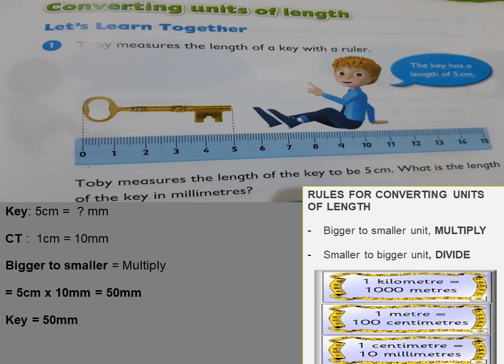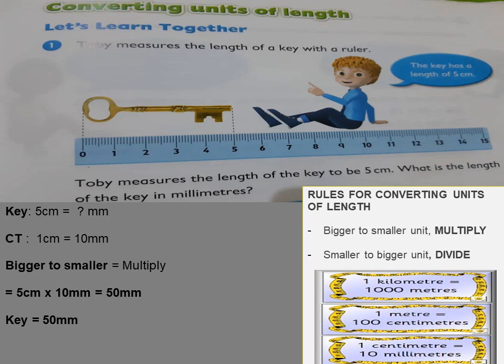What is the first thing we do? The key is 5 centimeters. How many millimeters will it be? The second thing we do, the CT means the converting table. That's the converting table at the right hand corner of the screen. Let's look at it. Now we're converting centimeter to millimeter. Let's look at where we have centimeter and millimeter. That's the last one here. We have 1 centimeter equals 10 millimeters. Then we write that on the screen.